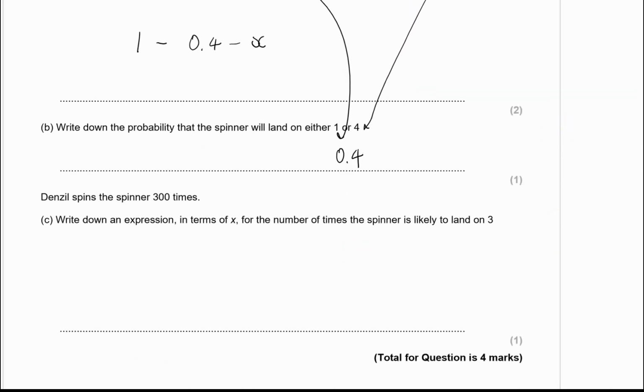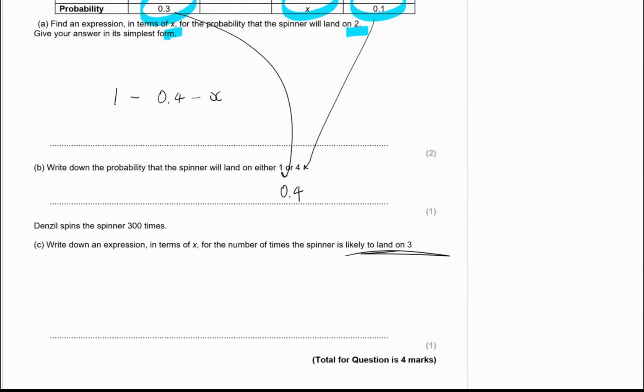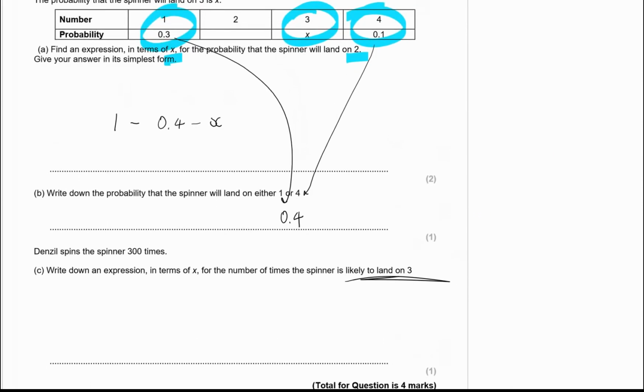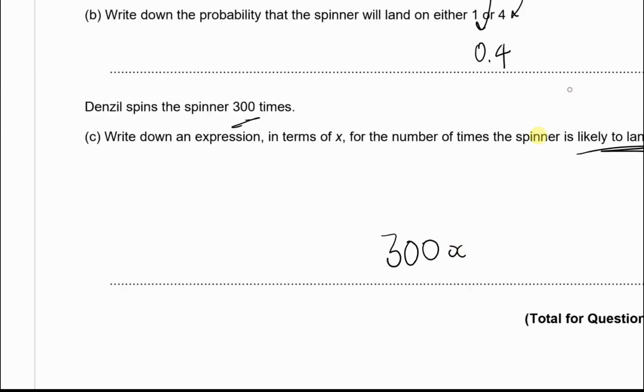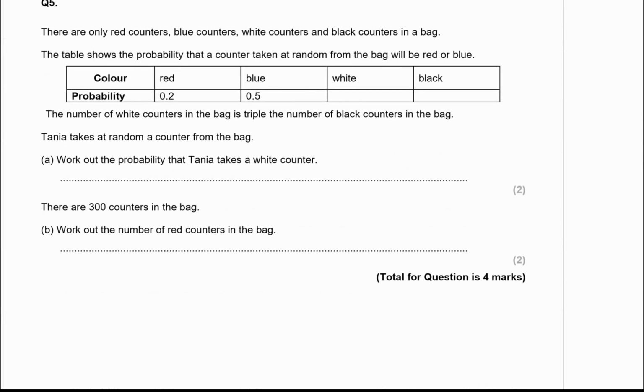And lastly, Denzel spins the spinner 300 times. Write an expression in terms of x for the number of times the spinner is likely to land on 3. To work out the expected number, as I said earlier, you do the number of trials, spins or tries, in this case 300, times the probability. So that would just be 300 times x, which we write as 300x. Okay, just one more question to go through. Again, make sure you're okay with this basic idea.